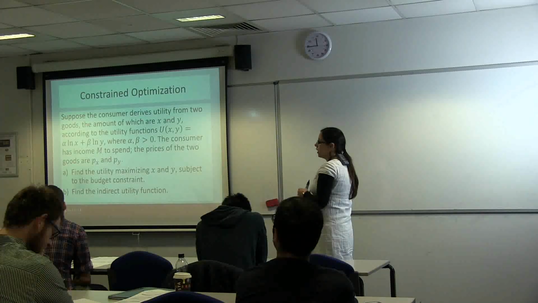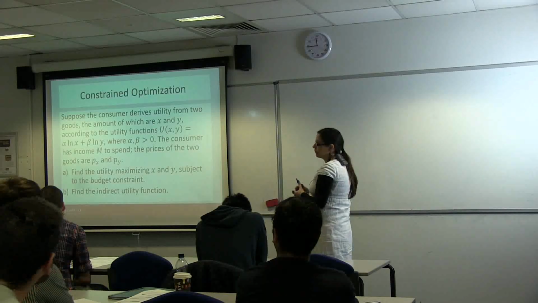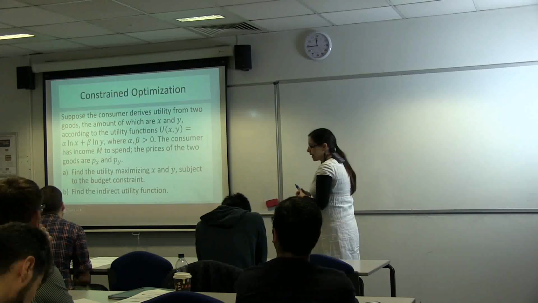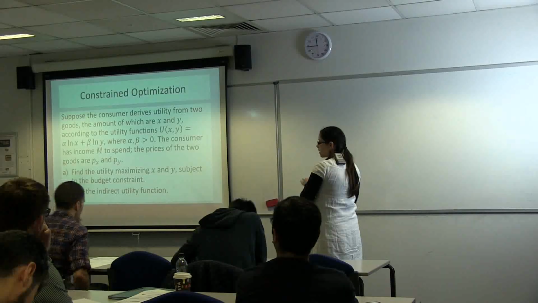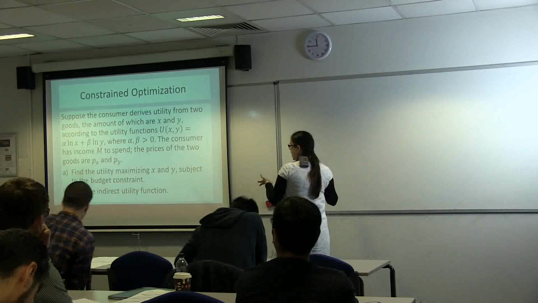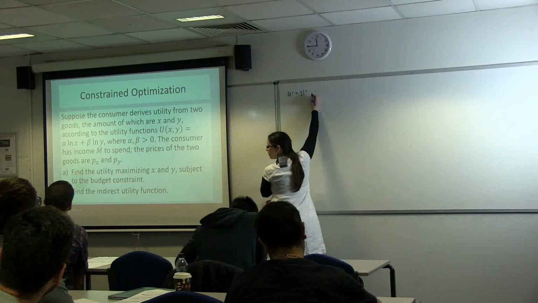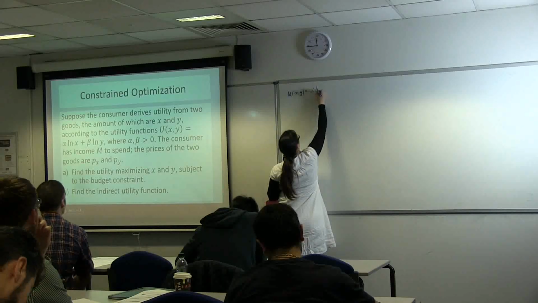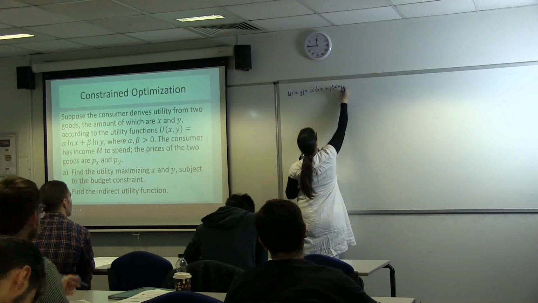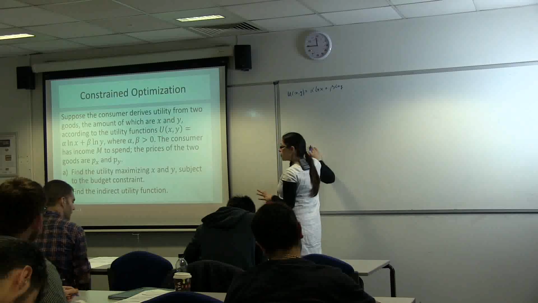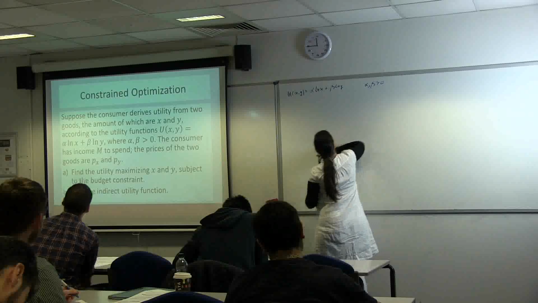So what was your question? So what kind of problem do we have here? Maximize the utility given the budget. Exactly. So we need to maximize the utility with a given budget constraint. So what is the utility that we need to maximize? Alpha ln x plus beta ln y. So that's my utility function. And I know that both alpha and beta are positive.